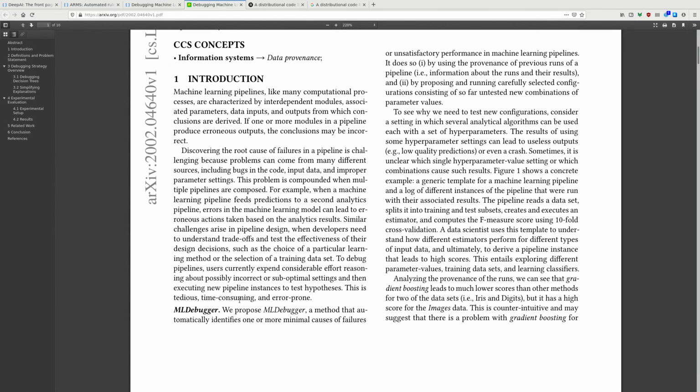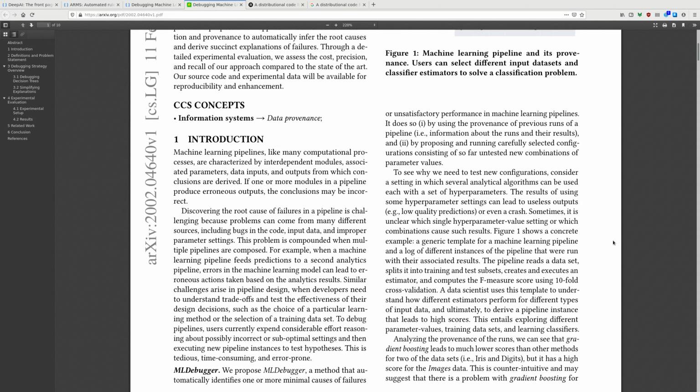So, we propose ML Debugger, a method that automatically identifies one or more minimal causes of failure or unsatisfactory performance in machine learning pipelines. It does so by, one, using the provenance of previous runs of a pipeline, that is, information about the runs and their results; two, by proposing and running carefully selected configurations consisting of so far untested new combinations of parameters.